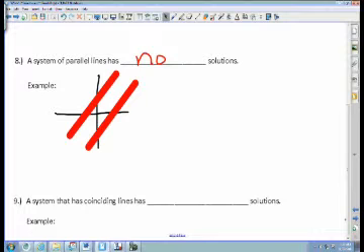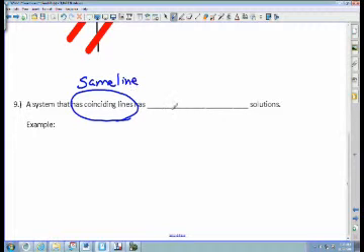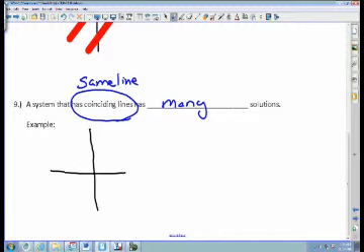A system that has coinciding lines has infinitely many solutions. Well, what does coinciding mean? It means that they're the same line. So right here, let's put on here that they're the same line. And that means that there are infinitely many solutions. What that means is, when you have two equations, I'll give you an example in just a sec. Let me draw my line.